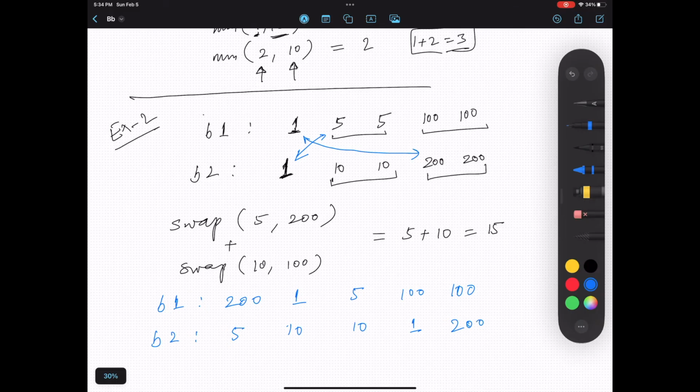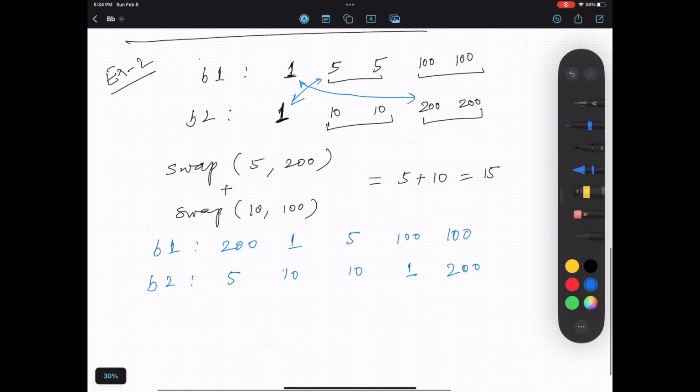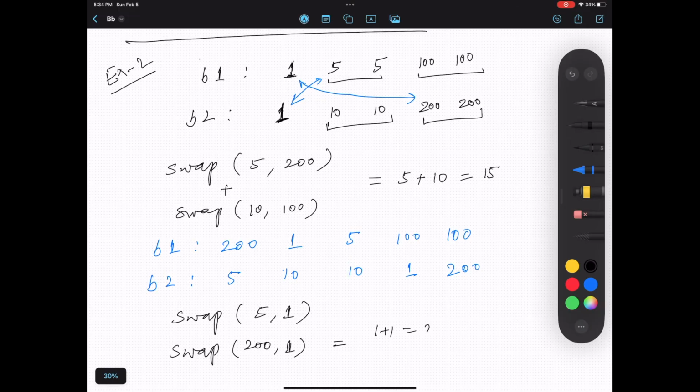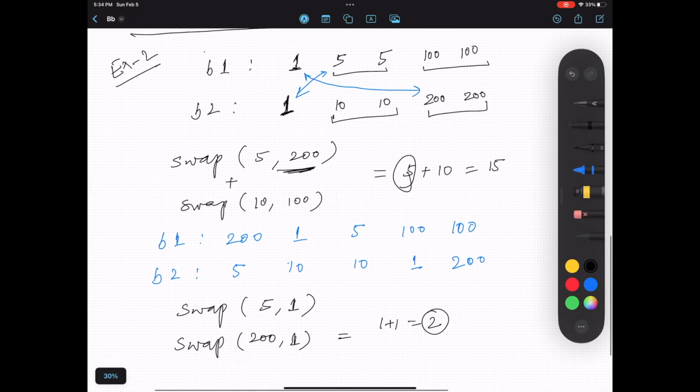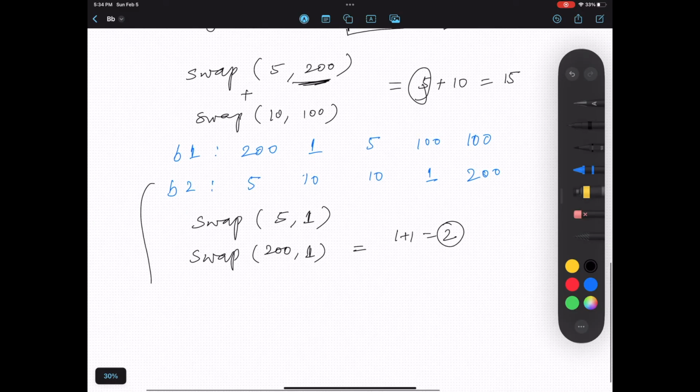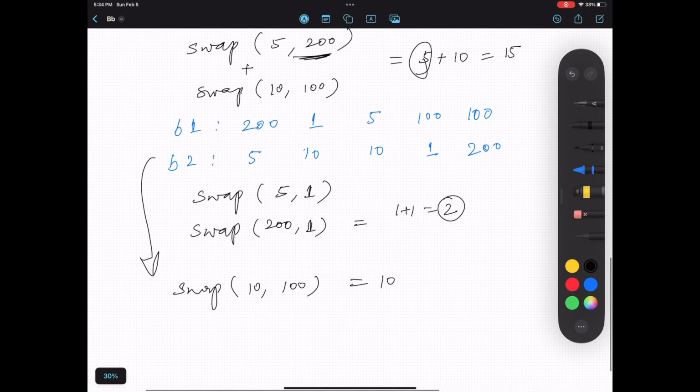So you see, this is exactly similar to swapping 5 and 200, but what is the cost if we do it like this? We swapped 5 and 1, and then we swapped 1 and 200, and the cost is 1 plus 1, only 2, where previously this operation cost me 5. So we did it at much lesser cost, right? Again, from this stage we have to swap 10 and 100. If we simply swap 10 and 100, it would cost me 10, right?